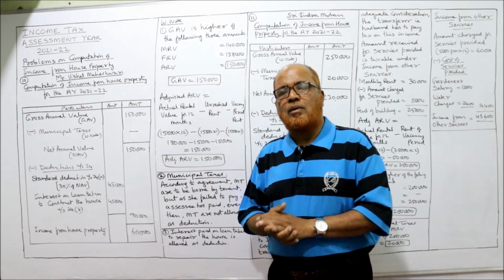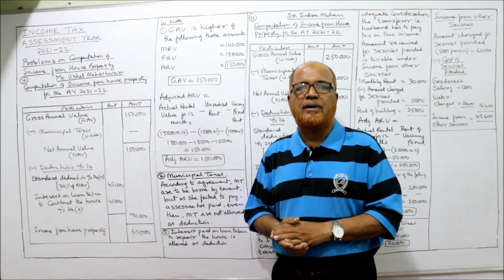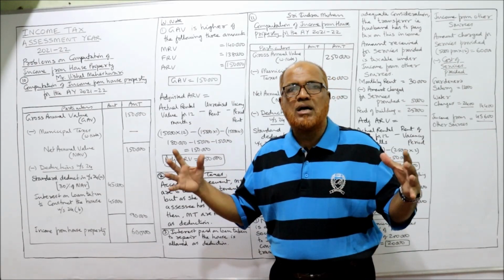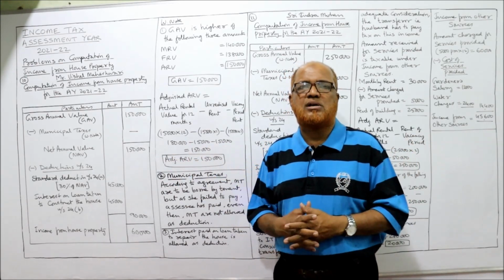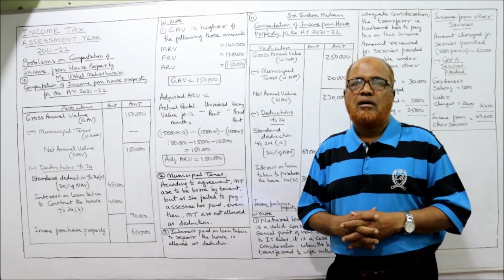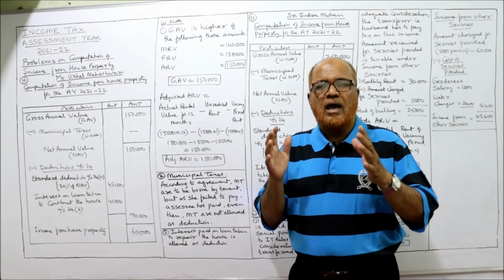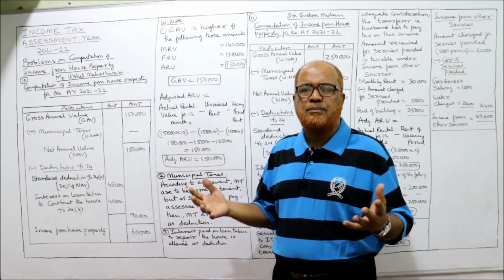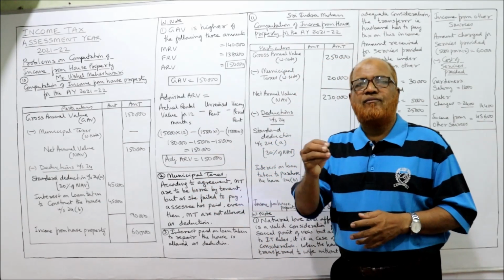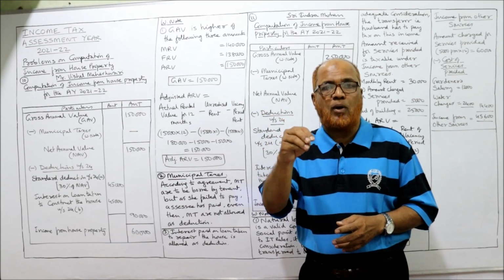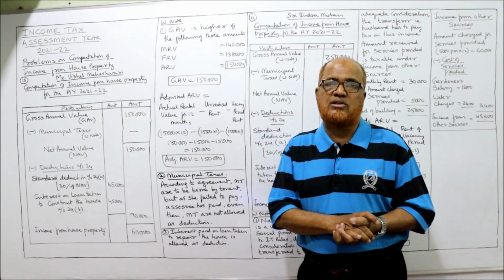Comparatively, income from house property is a simple topic compared to income from salary. Income from salary is a vast topic; so many provisions are there that you have to remember. In house property, we don't have so many provisions, only a few. In every problem you can see 90% of the points are the same, and only 1 or 2 points are different. For the different points, you have to keep a note of it.